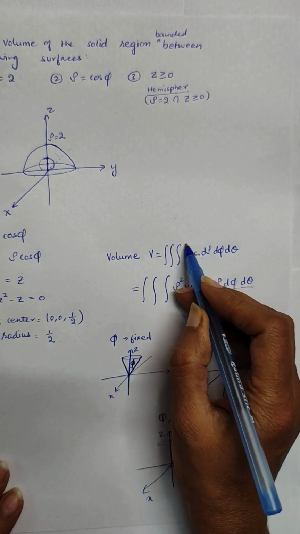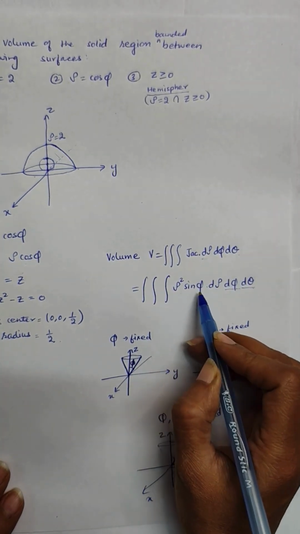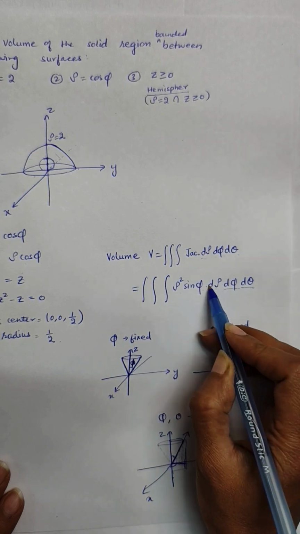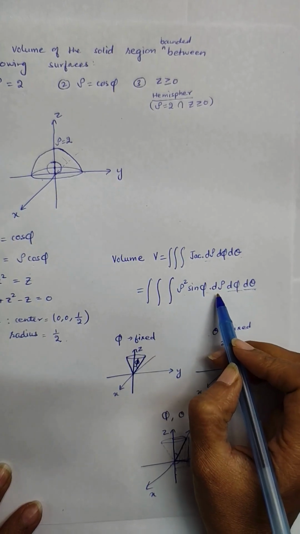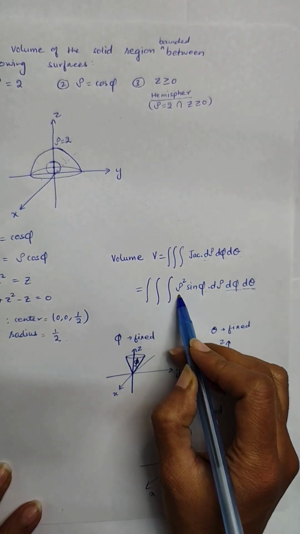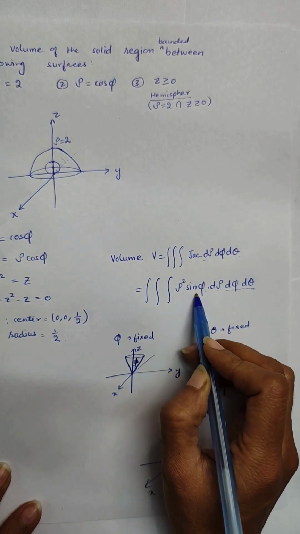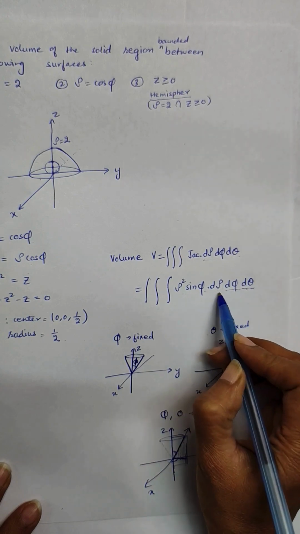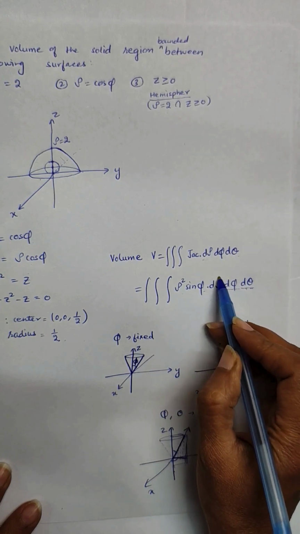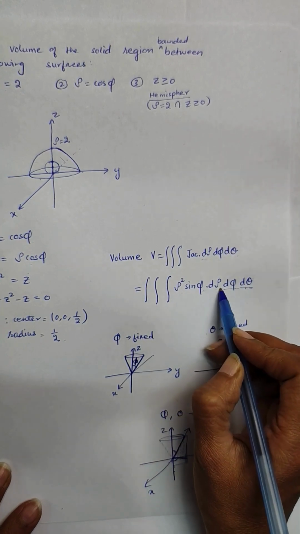Now what is the Jacobian in spherical coordinates? The Jacobian is given by rho square sine phi. So no matter what order of integration we choose, the Jacobian in spherical coordinates is going to remain the same, and it's rho square sine phi. Now to integrate and find the volume, we need to find the limits of integration with respect to each one of these variables. So let's start with rho.